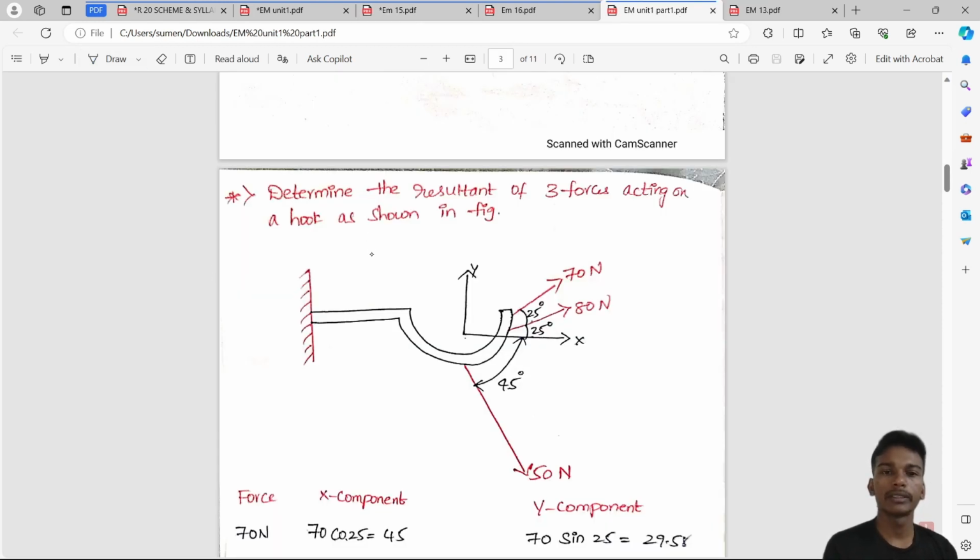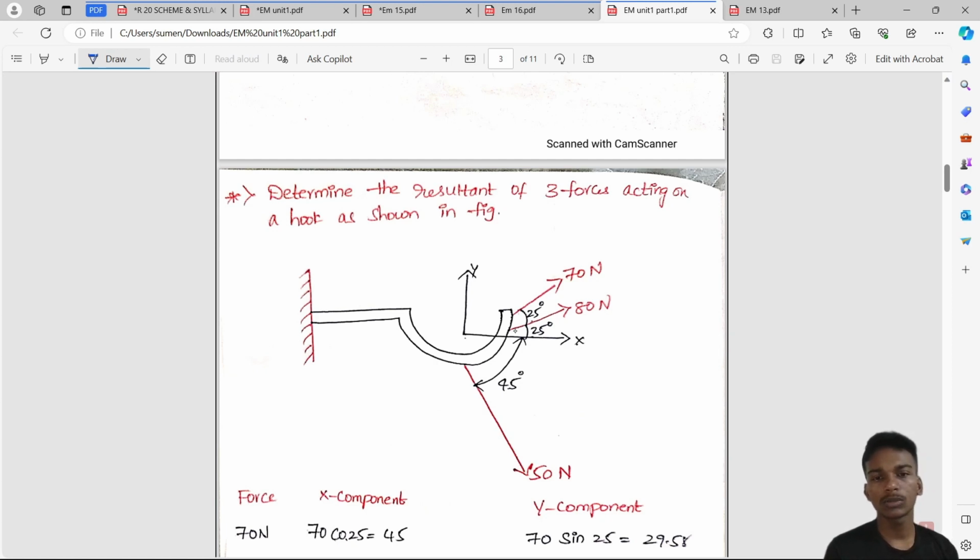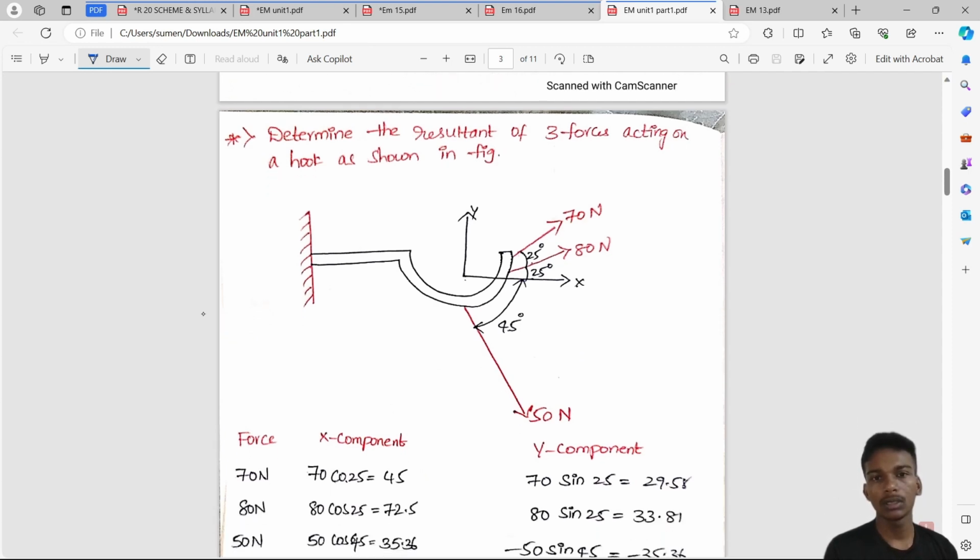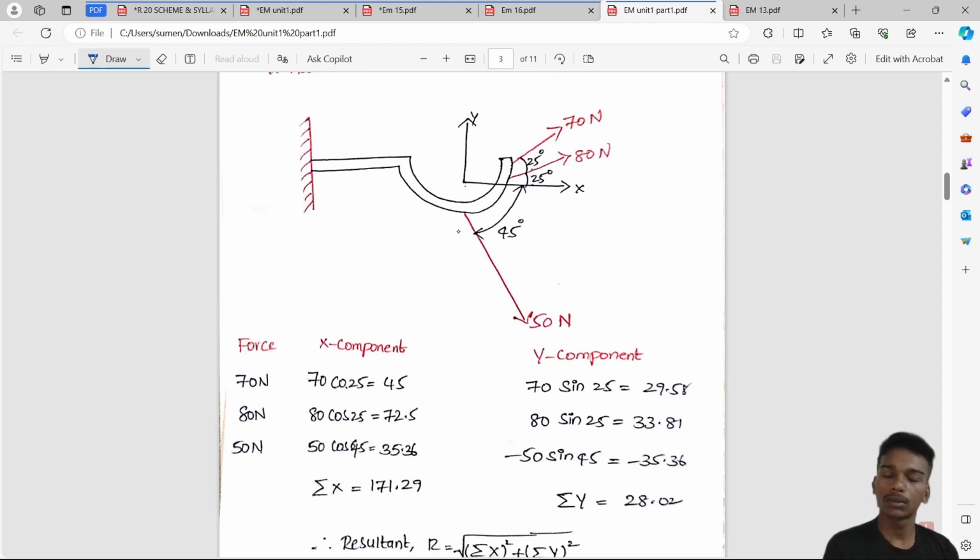Now look at this example. Find the resultant of three forces acting on a hook as shown in the figure. As this system of forces doesn't have the same point of action, we can treat them as non-concurrent forces, right? This is a typical example of a problem on non-concurrent forces. We are going to do the same thing. Whatever type of system of forces it might be, we are going to find components of all forces in x direction and in y direction.